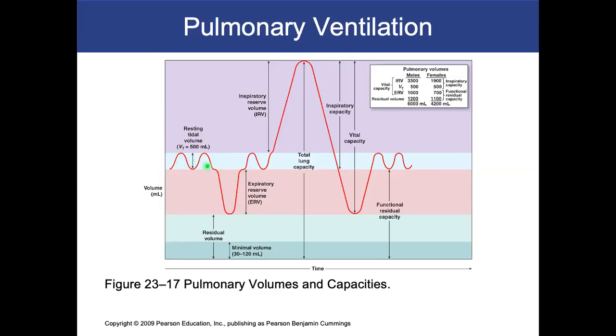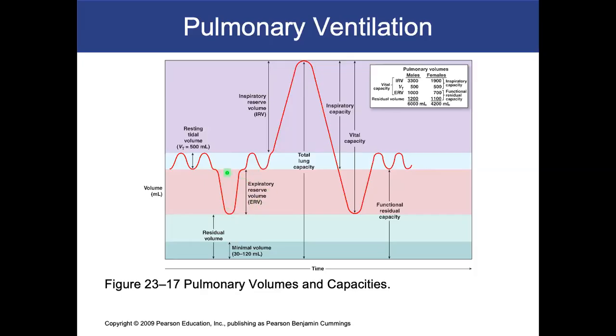Then expiratory reserve volume. How do we get that one? Normal breath in, let it out. Normal breath in, let it out. Exhale past that and release. So the amount of air that you exhaled past normal exhalation is your expiratory reserve volume, right?